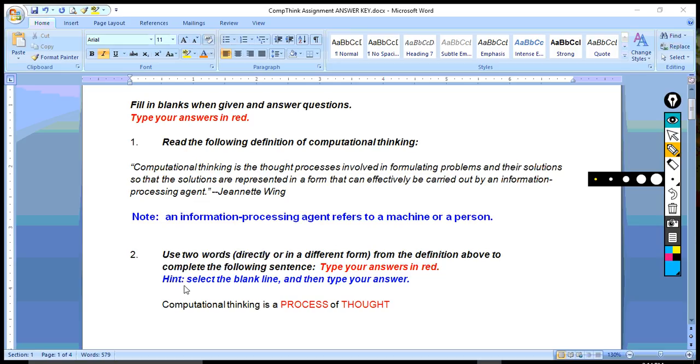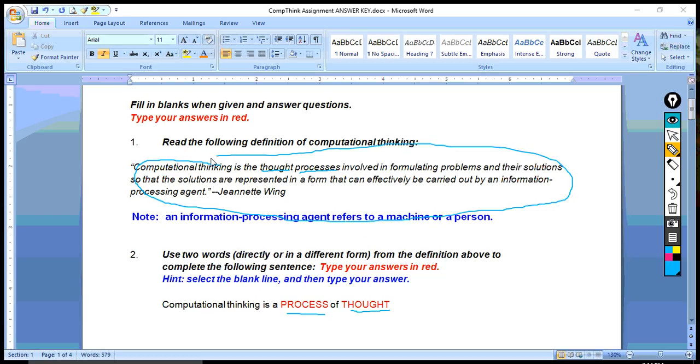So it says fill in the blank. Computational thinking is a blank of blank. So what I was looking for was something like process of thought, or maybe process of thinking. So I was taking these 2 words and then kind of changing the order and saying it's a process of thought. So you could take this entire definition and synthesize it down, very generally, to say that computational thinking is really a process of thought. It's a way of thinking.